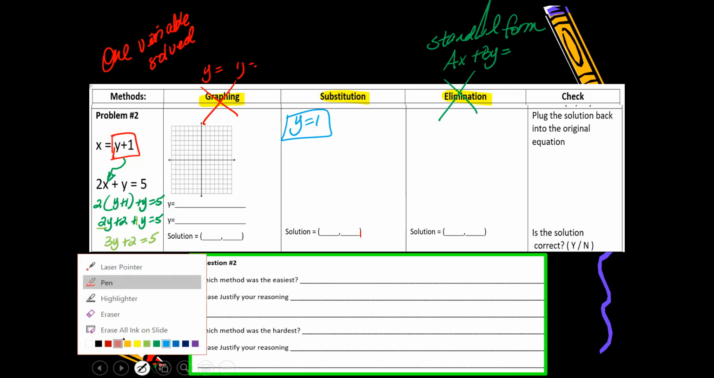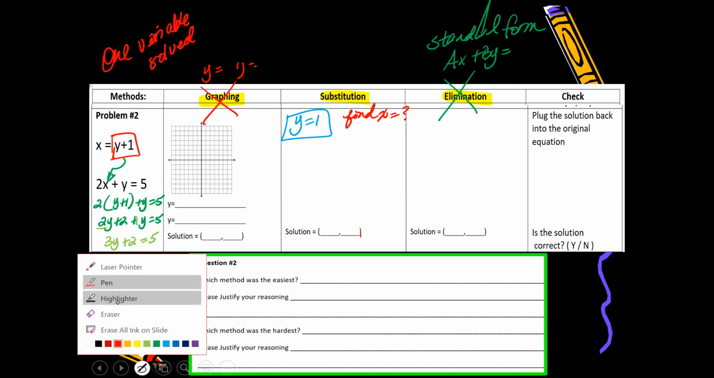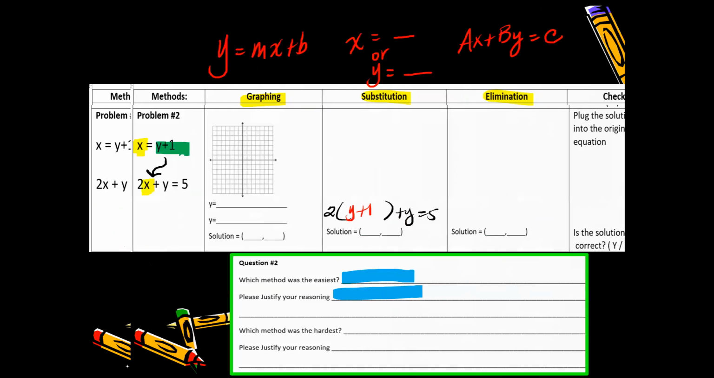If you have the y, you have to go ahead and find the x. And with the x, I'm going to use the first equation right there, which says x equals y plus 1. So 1 plus 1 is 2. And my answer is 2, 1. And that's what you do.